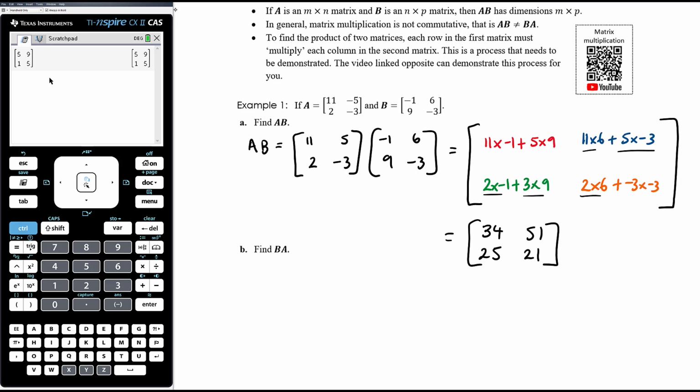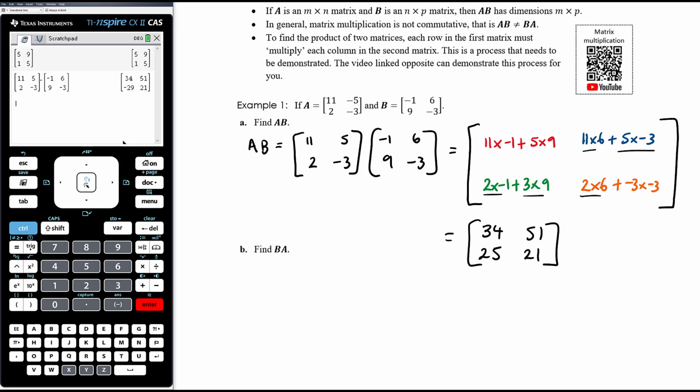Okay, let's just verify, because I'm not confident that my arithmetic is very accurate today. So we can type our two matrices in, 11, 5, 2, negative 3, outside the matrix, multiply by, and then enter in our second matrix, negative 1, 6, 9, and negative 3. 34, 51, what did I do wrong with that one?